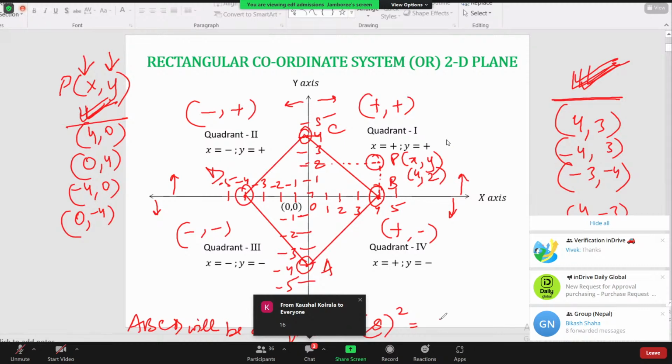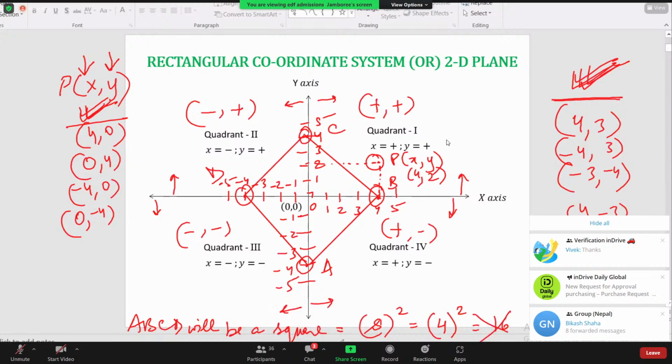Awesome. If you say 16, I am assuming you are saying 4 square, which turns out to be 16, which is the wrong answer to the question. If you say 16, then you are assuming the side of the square to be 4 units. But how did you get to know that the side, which is AB, is of length 4 units? I simply said that the 4 coordinates will be 4 comma 0, 0 comma 4, minus 4 comma 0, 0 comma minus 4. That does not mean that the length of the side of the square is going to be 4 units.